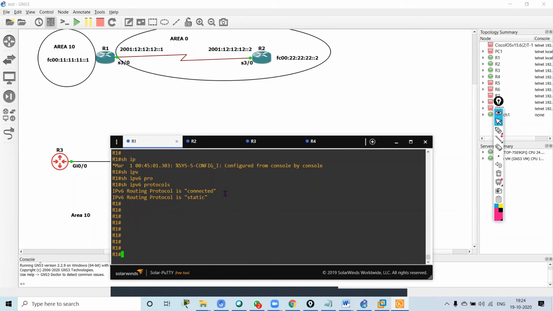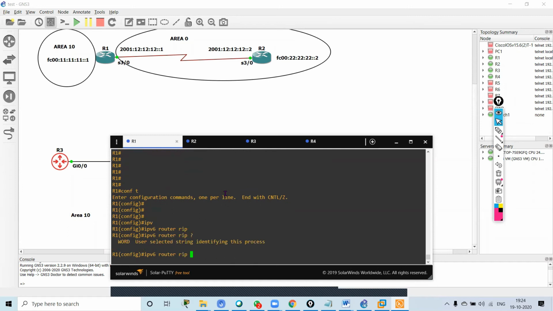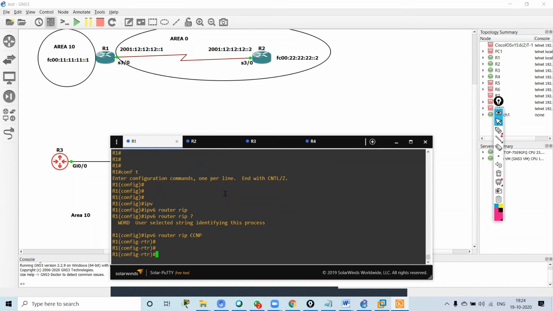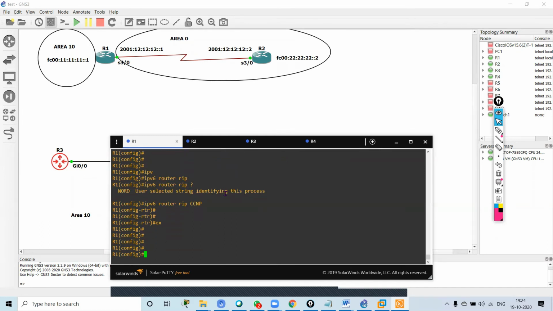Okay, no protocol is running. Now if I want to run RIPng, that is for IP version 6, the command is the same: IPv6 router rip, but here we have to give a name. Suppose I gave CCNP: router rip CCNP. Okay, exit. As it does not need a router ID, I have exited.